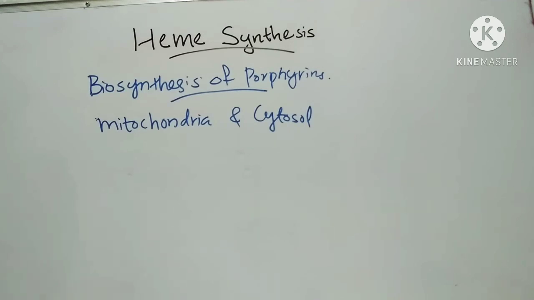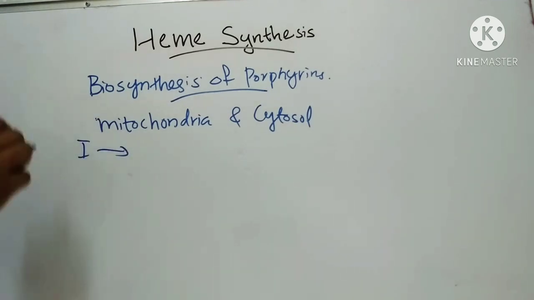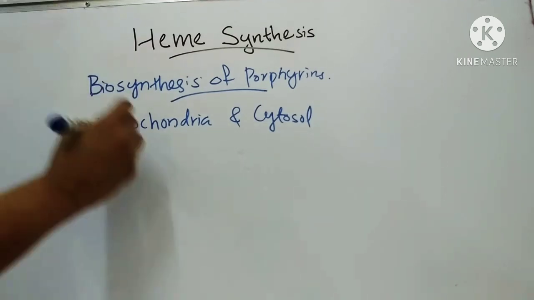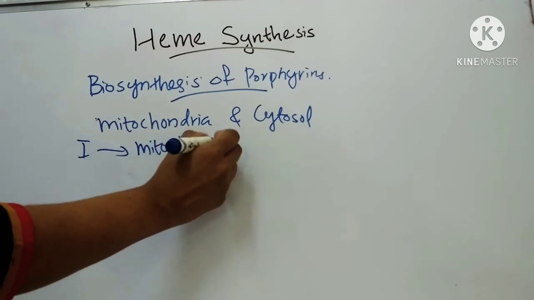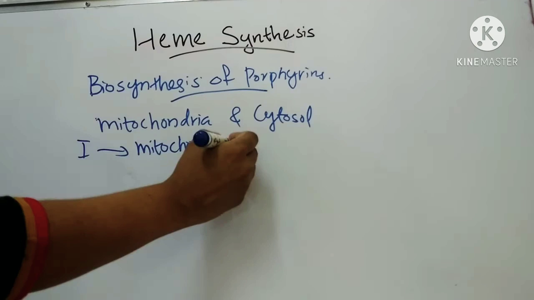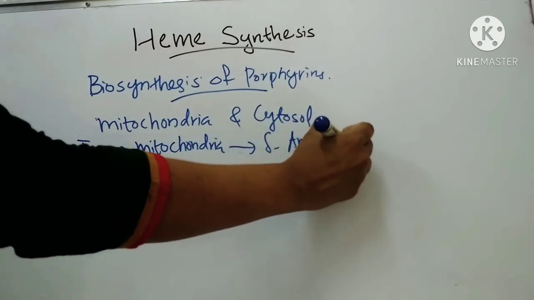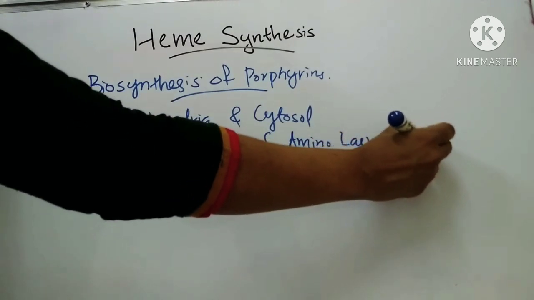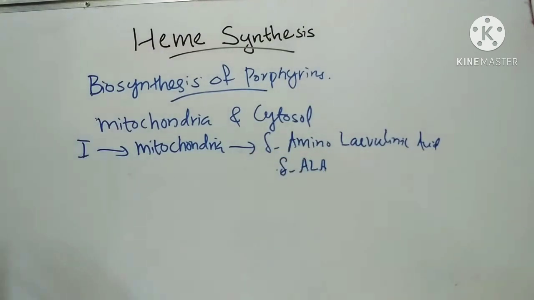Mainly 3 stages. Stage 1 is the synthesis of delta amino levulinic acid, which occurs in mitochondria. Delta amino levulinic acid. That is the stage 1.